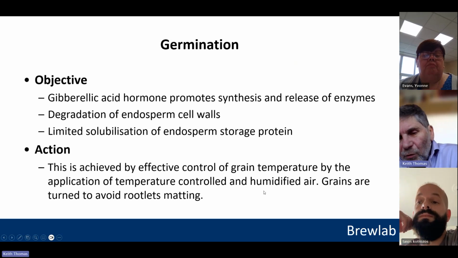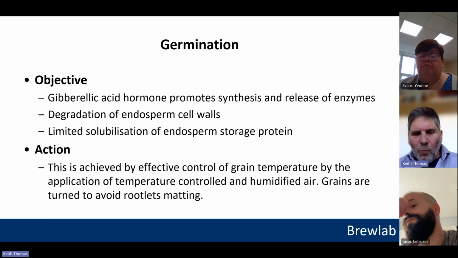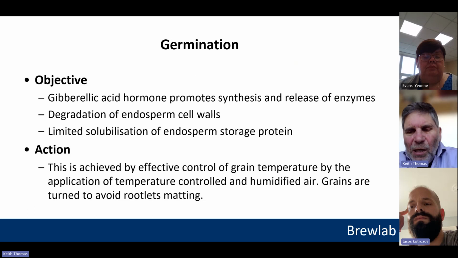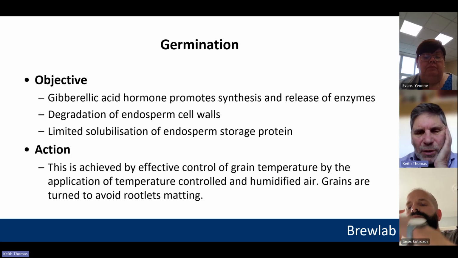Temperature and humidity are important controls on this. And during germination, the whole body of the grains needs to be mixed so as to mix the oxygen in, vent out the carbon dioxide, and avoid the rootlets sticking together, so it gives space between the grains. Different varieties and different conditions will give different degrees of germination. What the maltster wants is even germination so that all the grains are at the same stage.